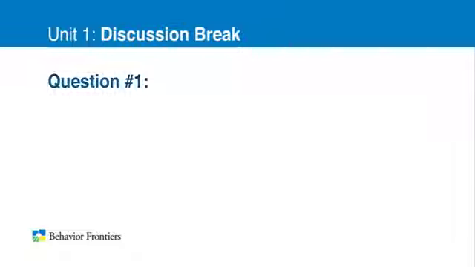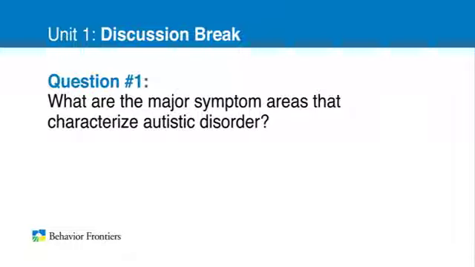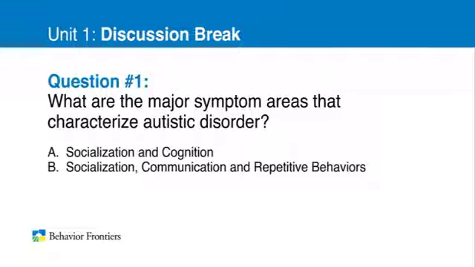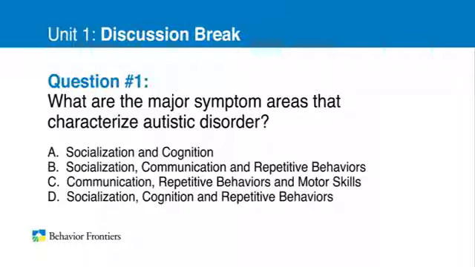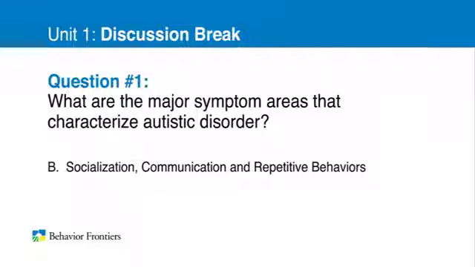It's time for a break to review what you have learned so far. First, let's see if you can answer the following question. What are the major symptom areas that characterize autistic disorder? Is it A, socialization and cognition, B, socialization, communication, and repetitive behaviors, C, communication, repetitive behaviors, and motor skills, or D, socialization, cognition, and repetitive behaviors? That's right. The answer is letter B, socialization, communication, and repetitive behaviors.